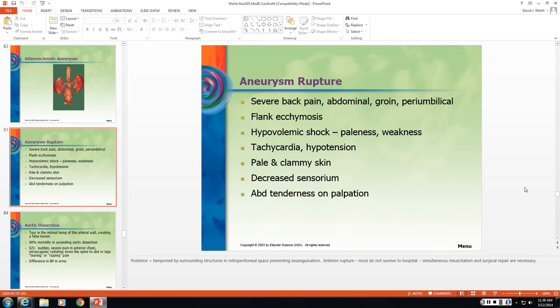So some things to look for with an aneurysm rupture: severe back pain or abdominal, groin or periumbilical pain. You're going to have flank ecchymosis, hypovolemic shock. That's going to have paleness and weakness, tachycardia, hypotension, pale and clammy skin, decreased sensorium, and abdominal tenderness on palpation.